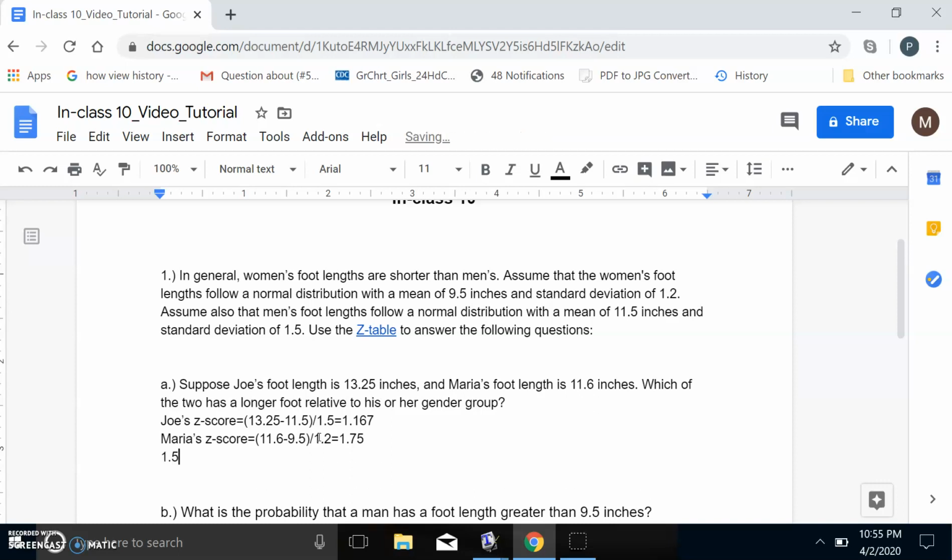So note then, Maria has a larger z-score, which implies her foot length is larger relative to her gender.